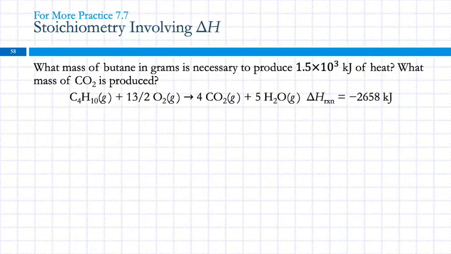Again, we have a chemical reaction occurring and energy being transferred. It's a stoichiometry problem. This time, they're saying 1.5 times 10 to the third kilojoules of energy produced, so that's going to be negative, right? We want to know how many grams of butane we'd need, and what mass of CO2, but that's the second part, we'll do that next.